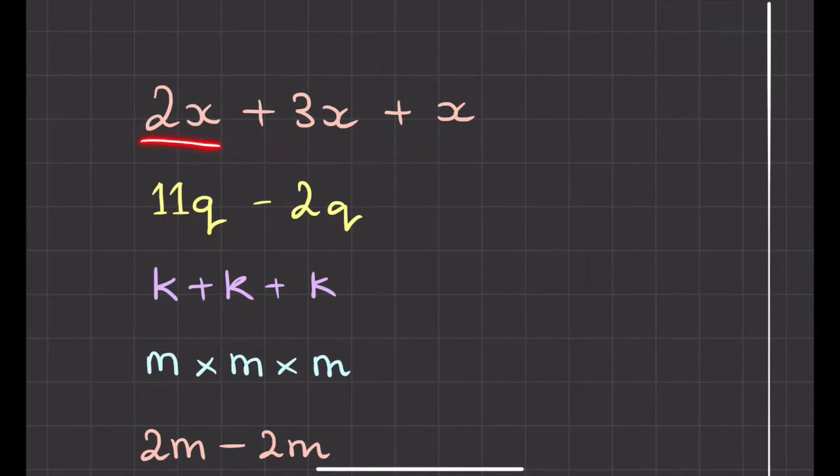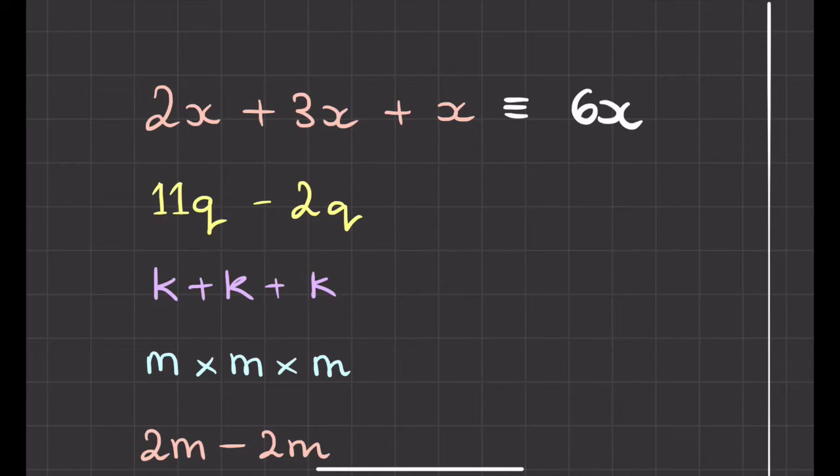I've got 2 groups of x plus another 3 groups of x, and then I've got 1x there on its own, so I've got one group of x here. So 2 plus 3 plus that extra 1x is going to make 6x's. So 6x.